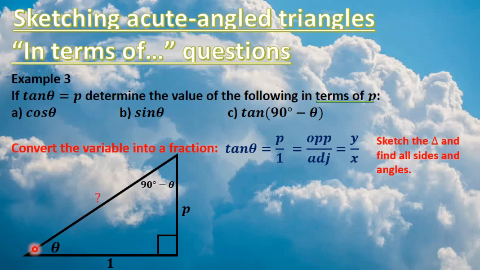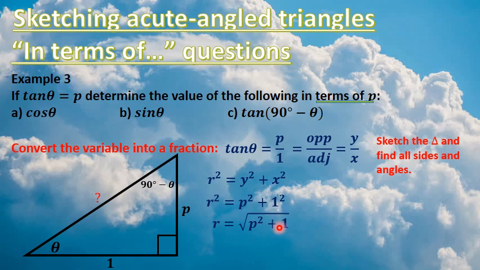What would the length of the hypotenuse be? Well, the hypotenuse is often referred to as r, so r squared would be this vertical distance squared plus the horizontal squared. So that's p squared plus 1 squared. Now how do we make r the subject of the formula? We square root both sides and end up with r is the square root of p squared plus 1 squared, and 1 squared is just 1.